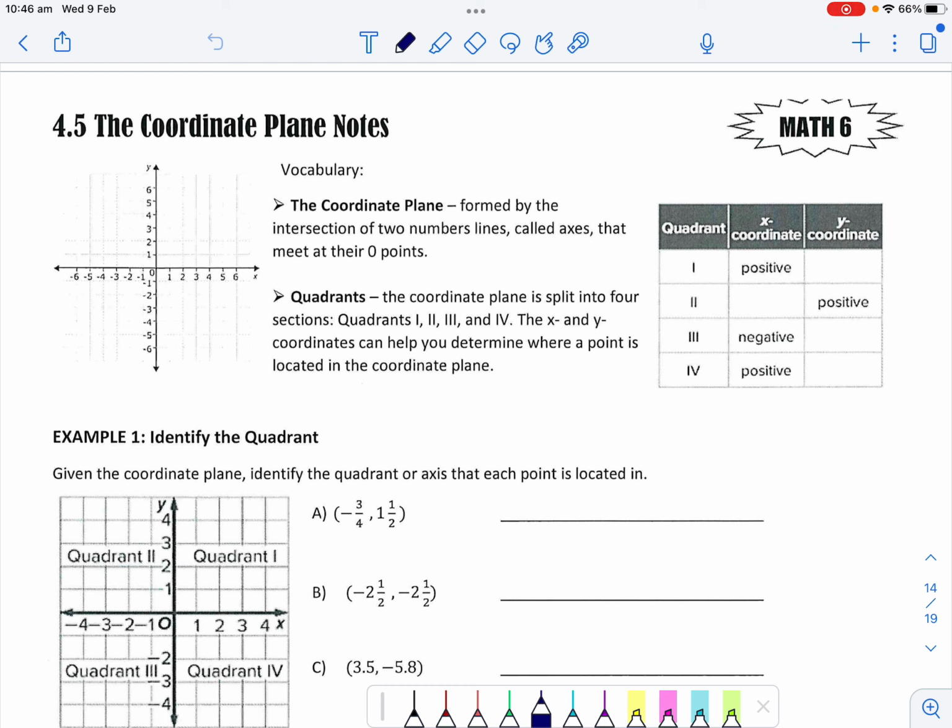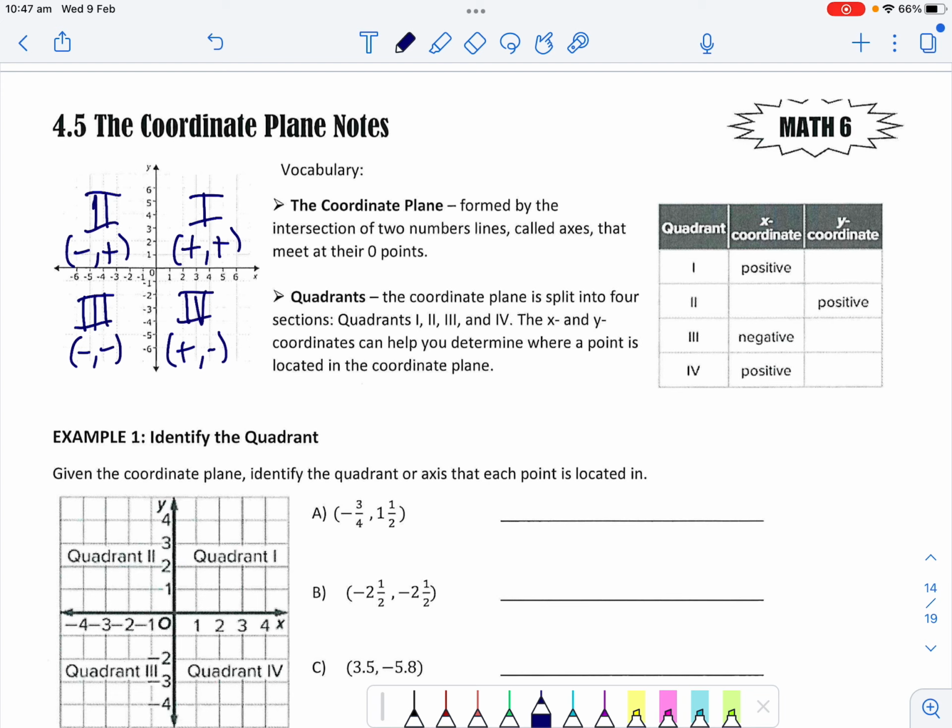And through that intersection, the coordinate plane is split into 4 sections called quadrants. The positive quadrant is called quadrant 1. And then we go counterclockwise around the grid. So this one is negative, comma, positive. And then 3 is going to be negative, comma, negative. And then 4 is going to be positive, comma, negative.